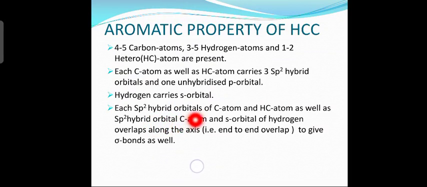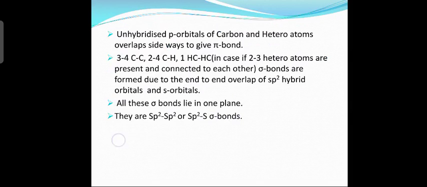Each sp2 hybrid orbital of a carbon atom or CH atom and the s orbital of a hydrogen atom overlap along the axis. That is called end-to-end overlap, to give a sigma bond. If the overlapping takes place along the axis, a sigma bond will be formed. If it takes place not along the axis but sideways, then a pi bond is formed. Unhybridized p orbitals of carbon and heteroatoms overlap sidewise to give a pi bond.